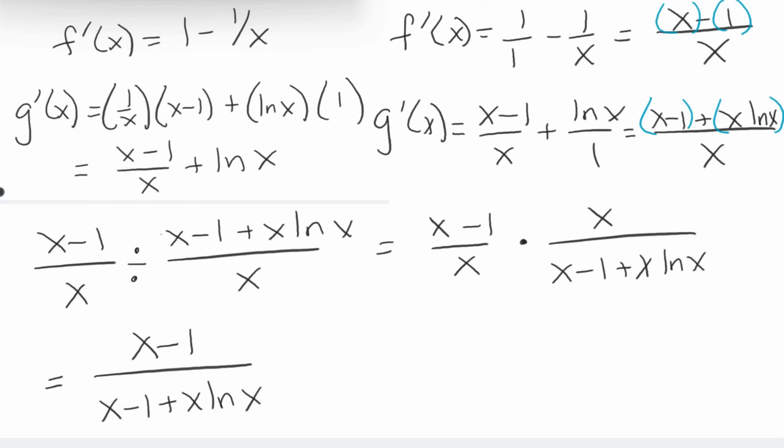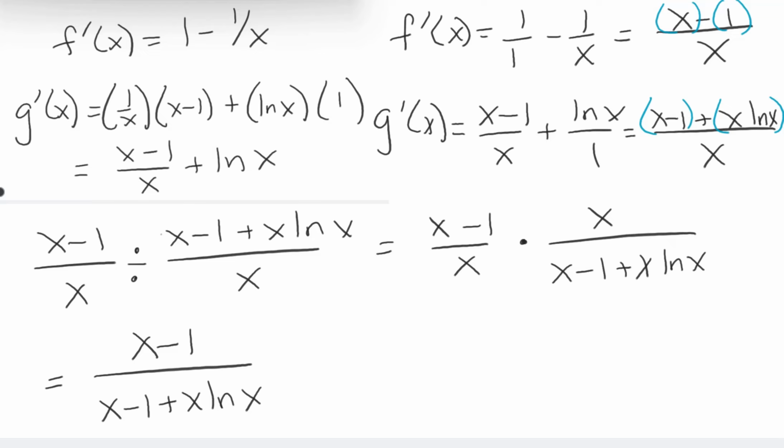Okay, yeah, you can. And now I'm going to flip over to g of x, so I have x and flip that over. I can now cancel out my two x's, the one on top and the bottom. It looks like a one that's been crossed over. So that's x minus 1 over x minus 1 plus x ln of x.